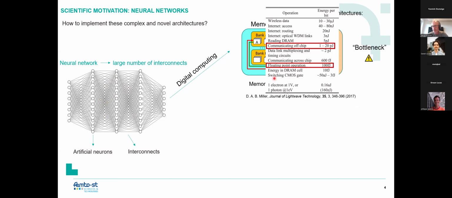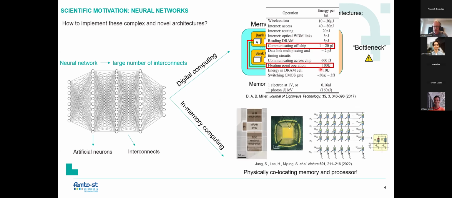The real scale of this problem can be seen here. If we just do a floating point operation, which usually refers to linear operations, we need around 100 femtojoule. If we go communicating off the chip, i.e. to an external high-speed RAM, then we need 1 to 20 picojoule. And this is really where we burn all the energy. And ideally, many of these operations could even be implemented passively at attojoule energy costs.